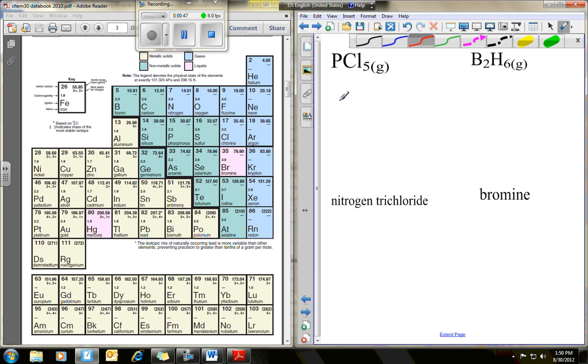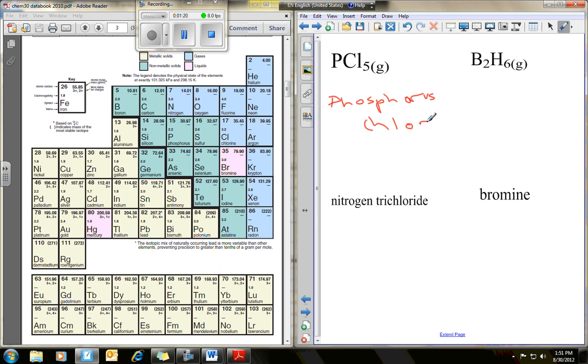Very simple. Like you would do in an ionic compound, you take the first element and you write it down in its entirety, in its entire name. So phosphorus. Then what you do is you take your second one and you write chlorine. And then you change the ending from "ine" to "ide", the same as you would in an ionic compound. Chloride. One thing you need to add, it's not done quite yet.